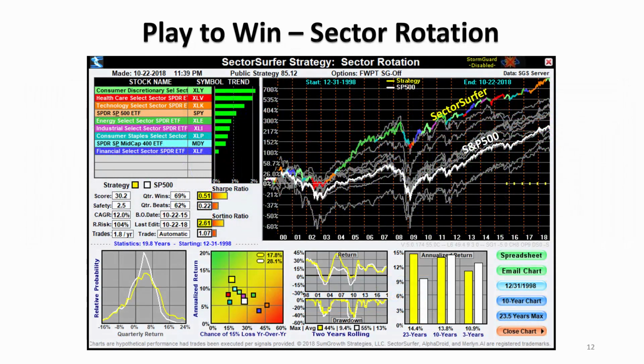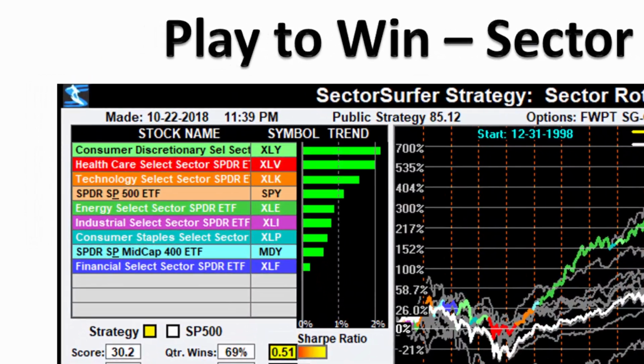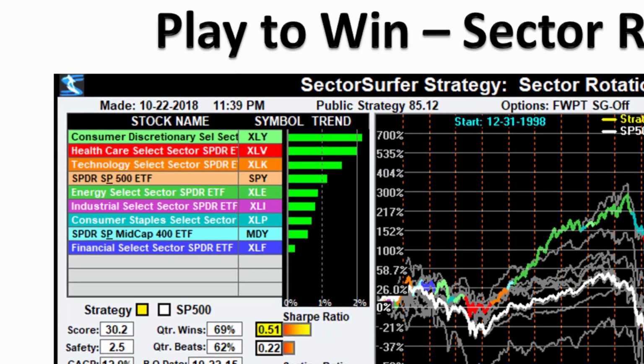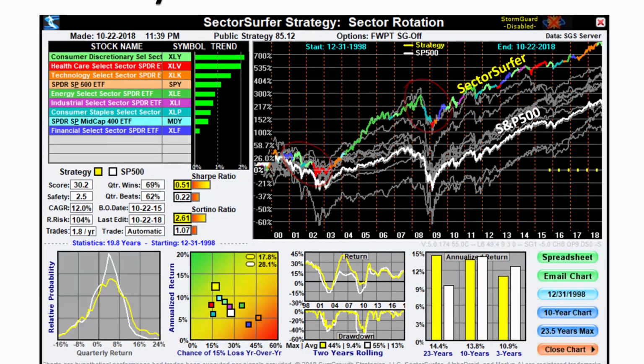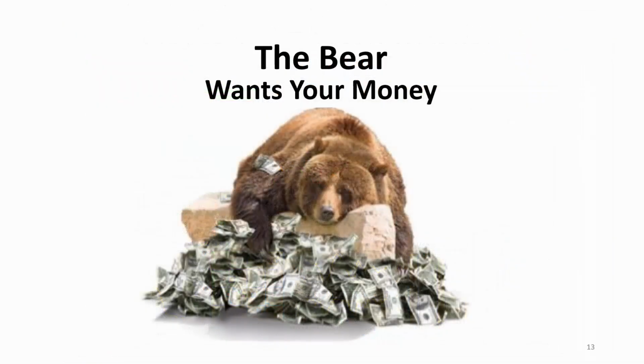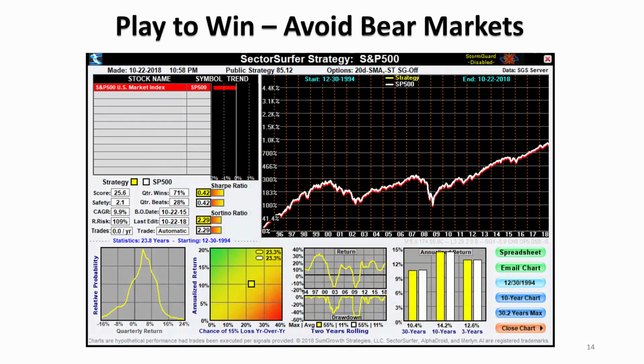Here's the chart for a simple sector rotation strategy using this set of ETFs. While sector rotation trumps the S&P 500 market average, clearly more must be done. Sector rotation is susceptible to the ravages of a bear market. And it's true, the bear wants your money. It took some before, and you can count on it coming back for more. To play to win, we must avoid bear markets.